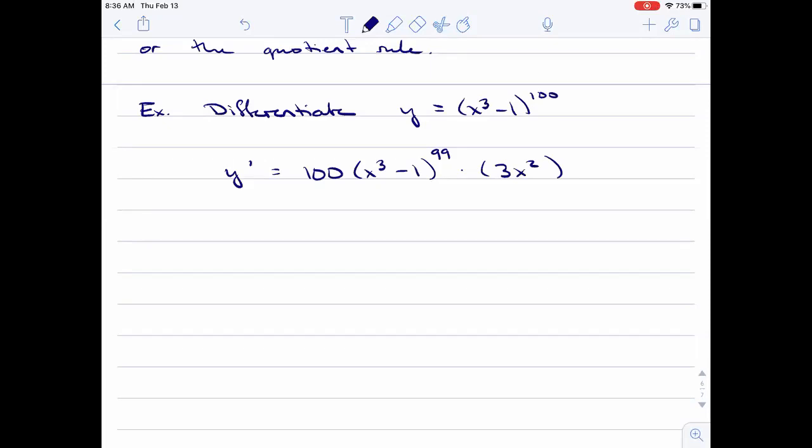Although, looks like I managed to forget the square in my notes. Because the minus 1 goes away.